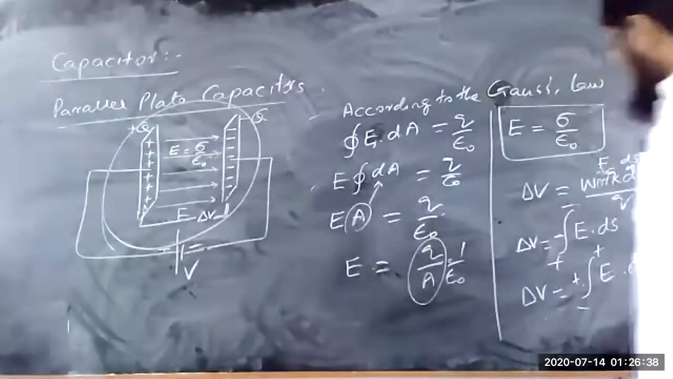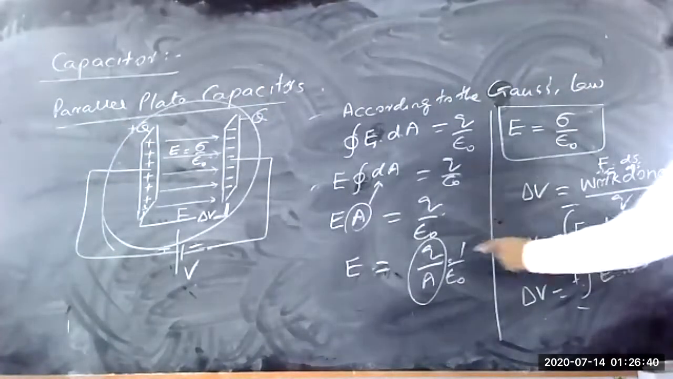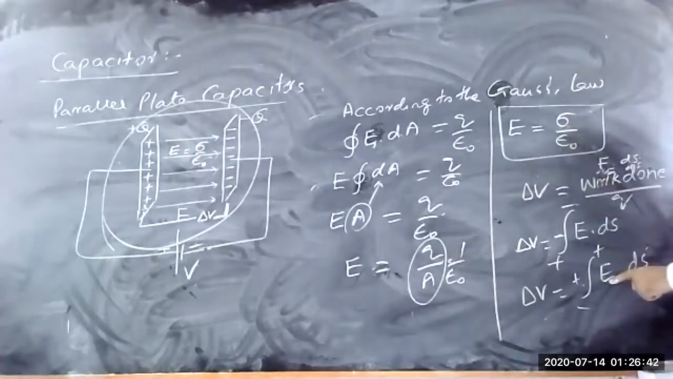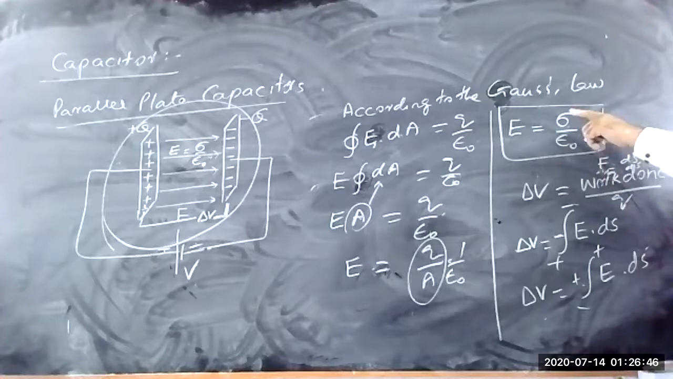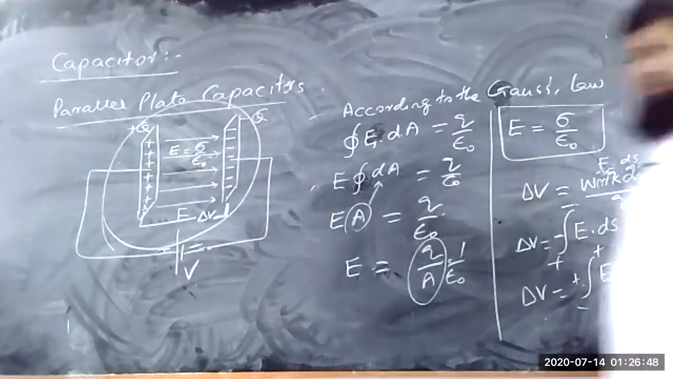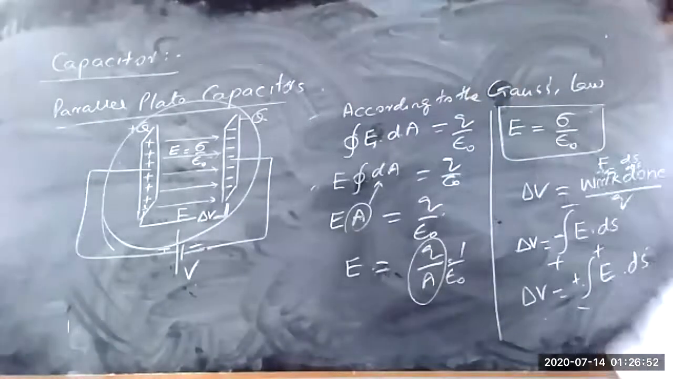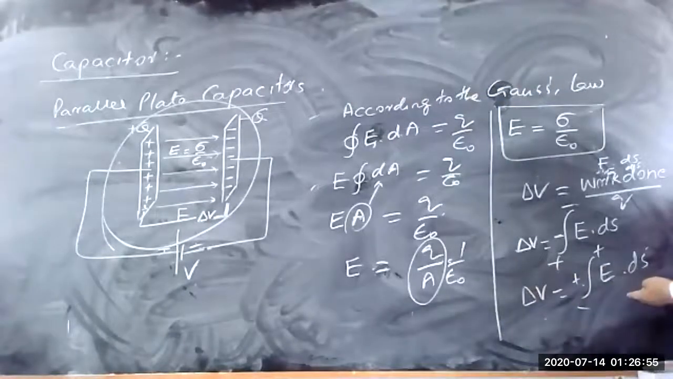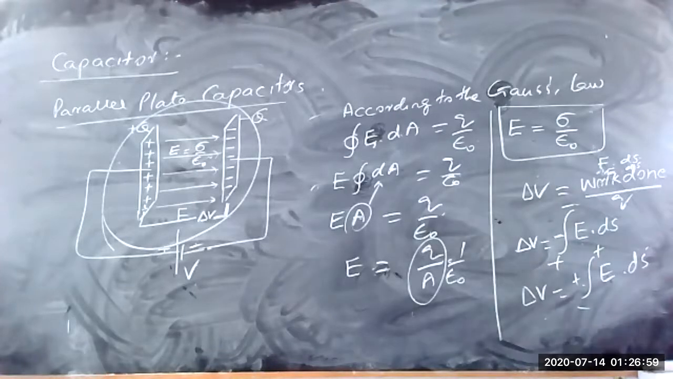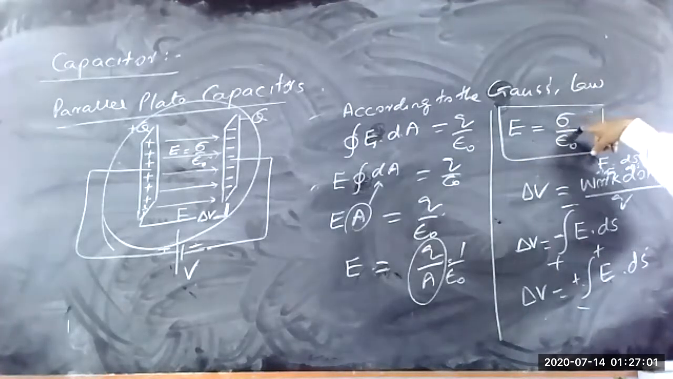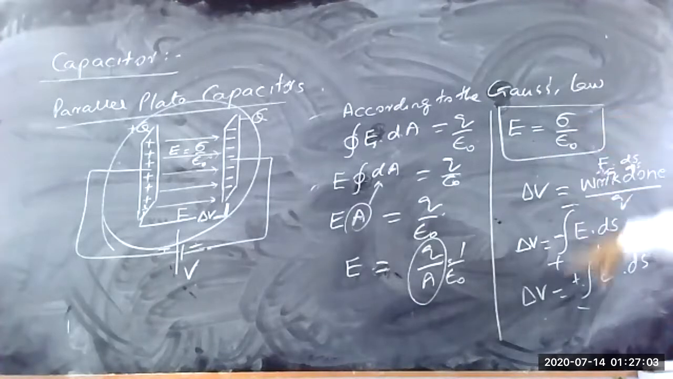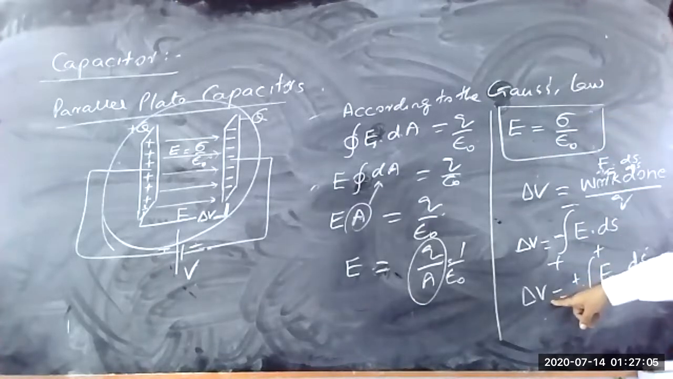Here E is given, you just substitute the value of E, and you substitute the value of ds, which is its length, which gives the separation between the plates. As a result, you can easily find the potential difference between the plates. So this is the electric field between the parallel plate capacitor. This is the potential between the parallel plates of the capacitor.